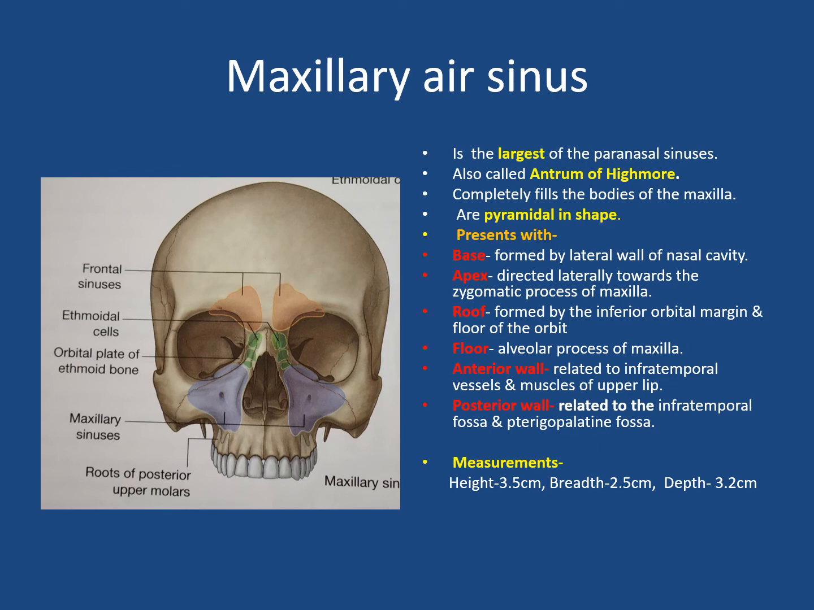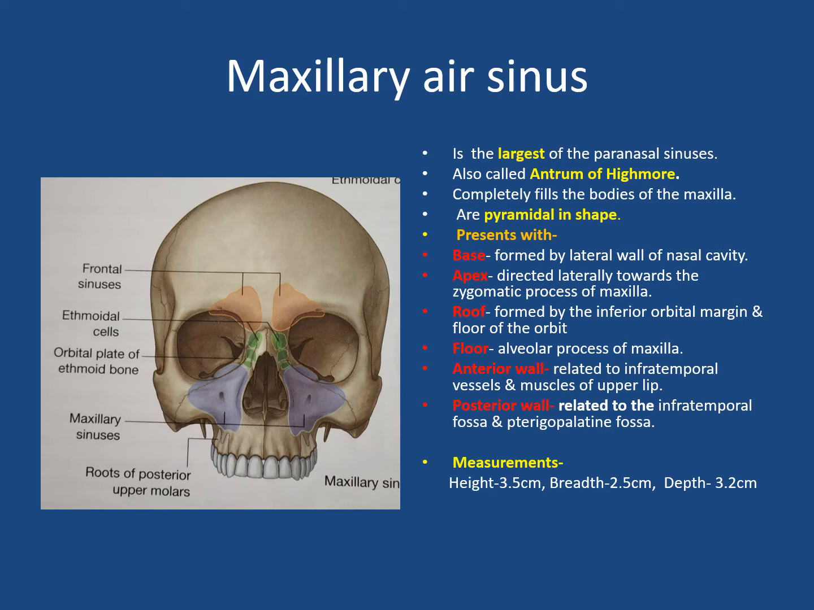So, having completed the other sinuses, let us now see the maxillary air sinus. Remember, the maxillary air sinus is the largest of all the paranasal sinuses. As you can see in the diagram, you can identify the frontal sinus. The green ones are the ethmoidal air sinus on either side, and the below one, the triangular one at the level of the maxilla, is the maxillary air sinus.